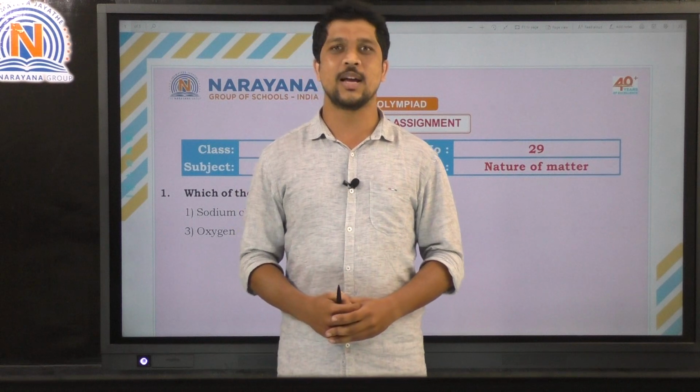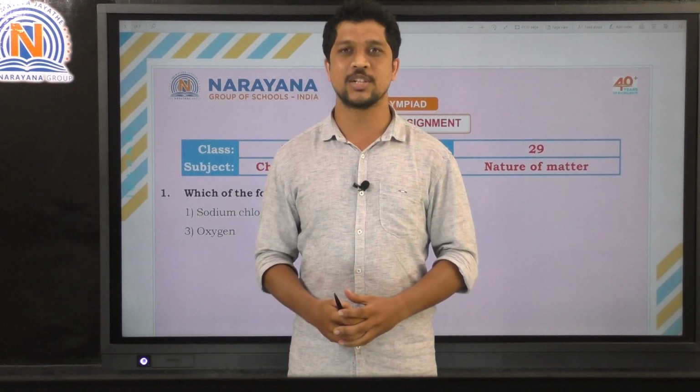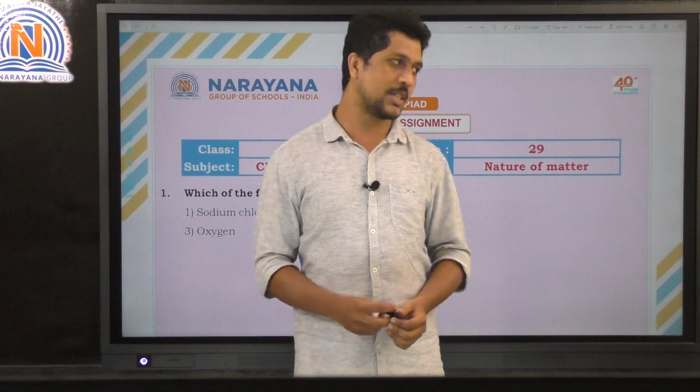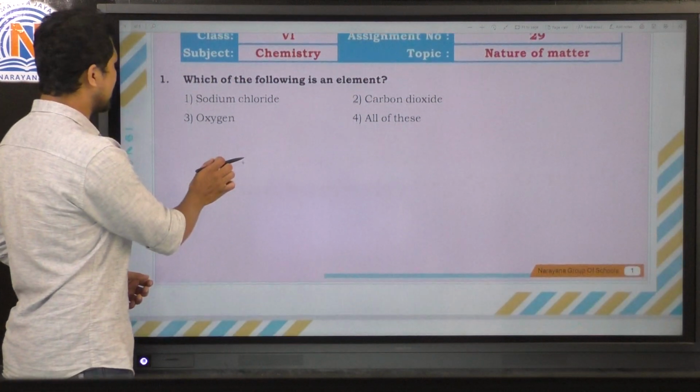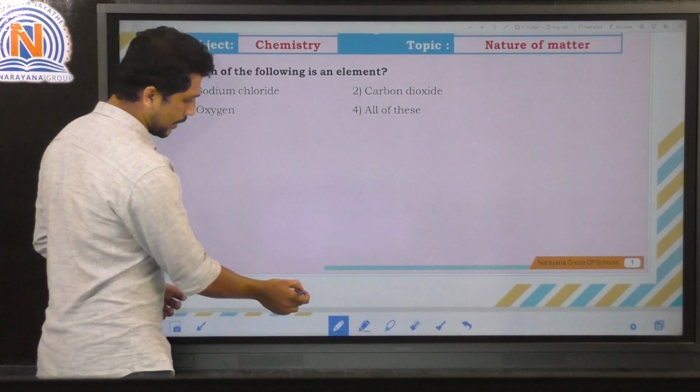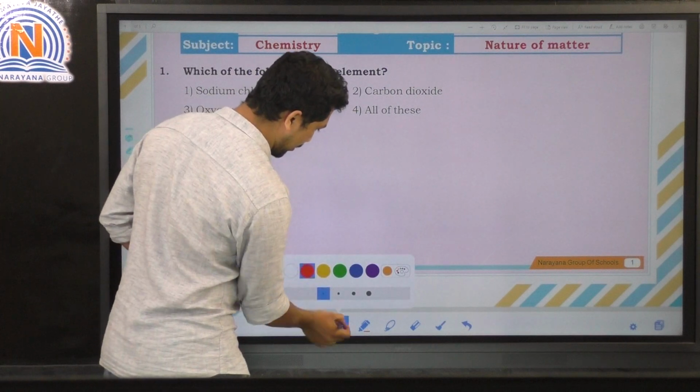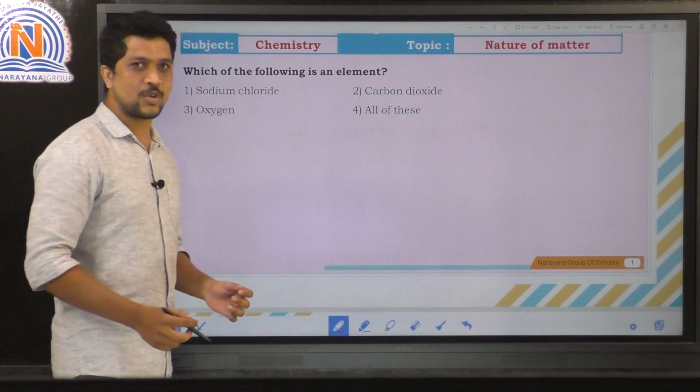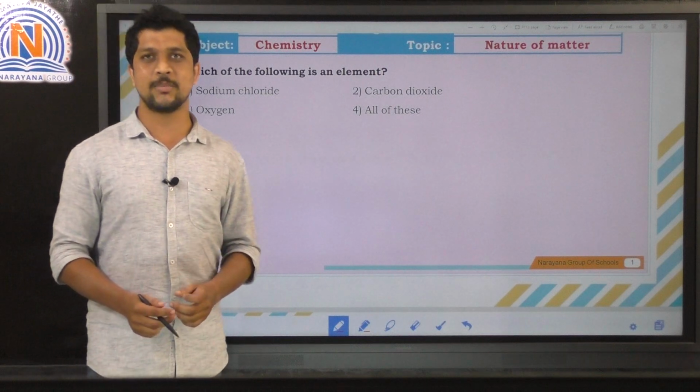Today we will be solving assignment number 29 on the topic nature of matter. Let's move on to the assignment. So here the first question. Here the question is, which of the following is an element?